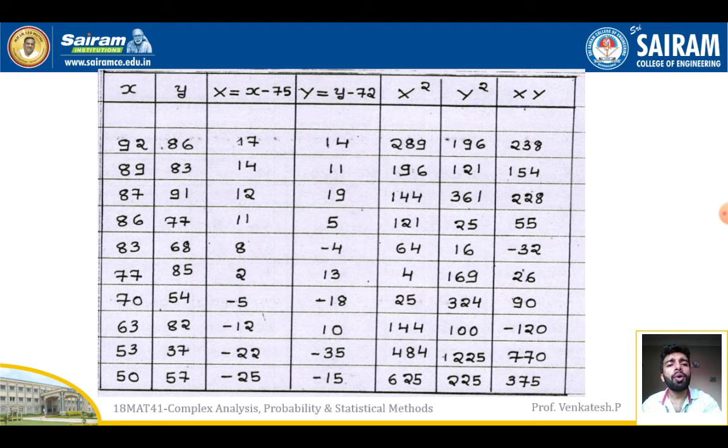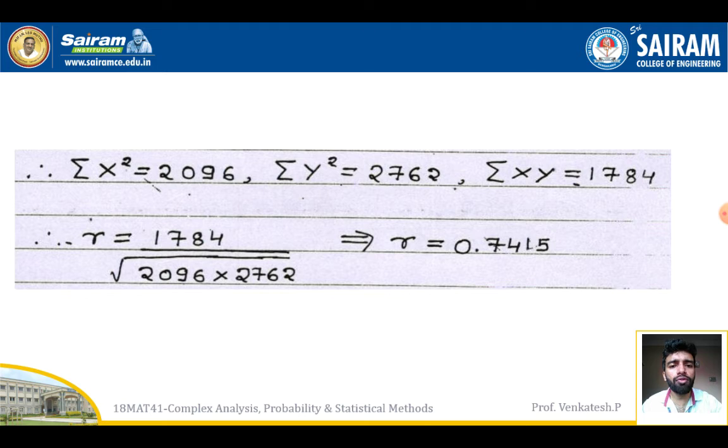Next, I want to find XY also. To find XY, I multiply capital X with capital Y for each value. I'll get all the XY values. Now I want to find the values of summation X square, summation Y square, summation XY. Summation X square will be 2096, summation Y square is 2762, and summation XY is 1784.